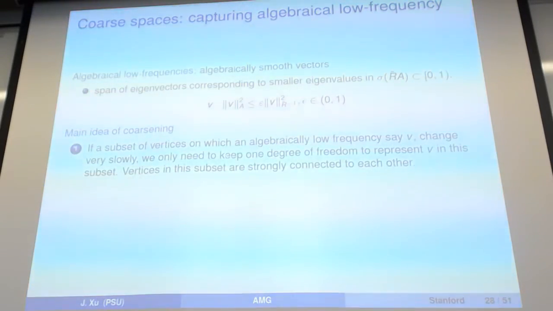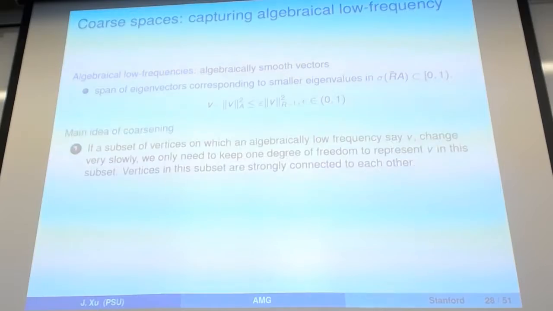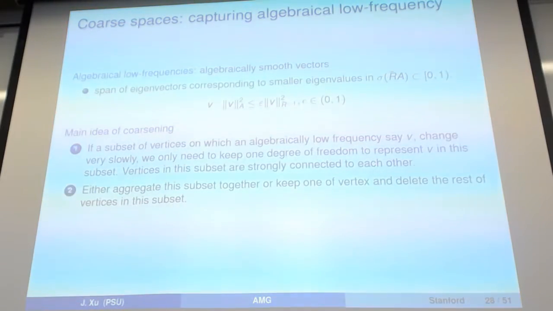I want to say, if I can find a subset, some set, okay, this is important. If a subset on which an algebraic low frequency changes very slowly, like a constant, then I can just use one constant to represent all this patch of nodes. That makes sense? Is that what I call aggregation or whatever? If my low frequency changes very slowly on this patch of nodes, then I'm going to use one degree of freedom to represent these unknowns. Then I do coarsening. We only need to keep one degree of freedom to represent this.